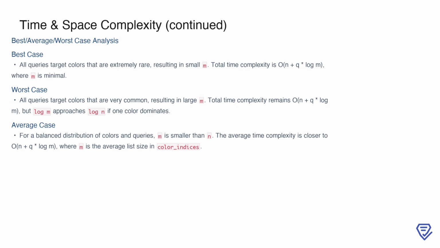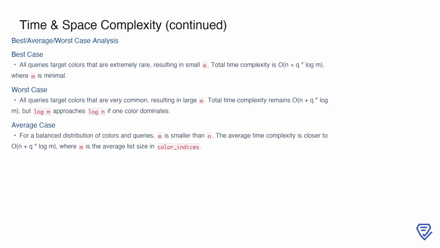In the worst case, all queries target colors that are very common, resulting in large lists for those colors. In this scenario, binary search takes longer as log m approaches log n when m is close to n. Still, the overall time complexity remains O(n + q * log m).